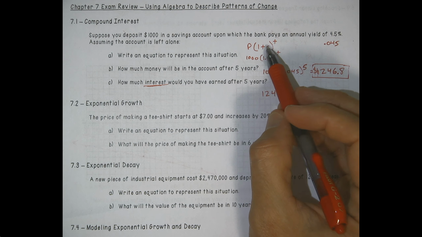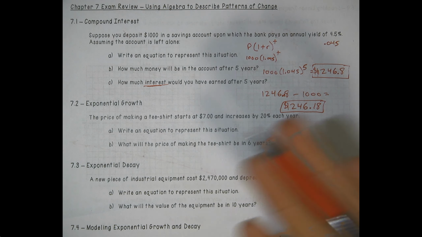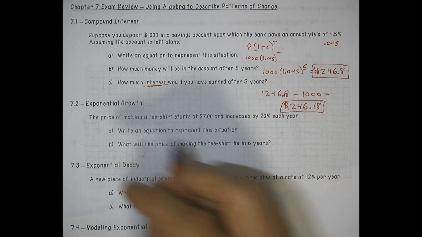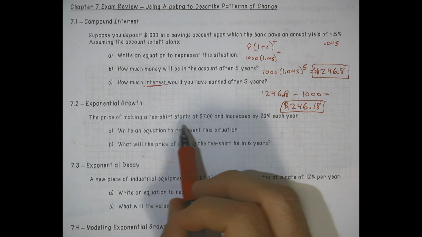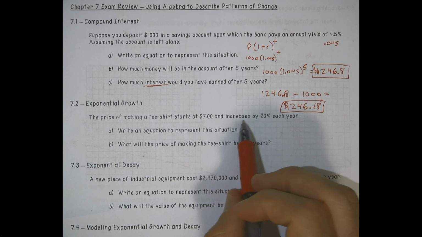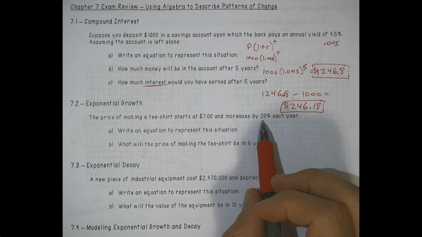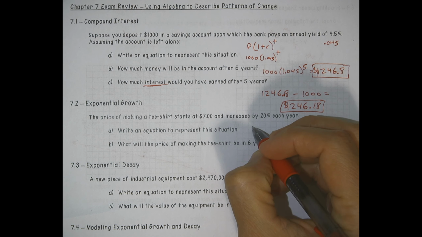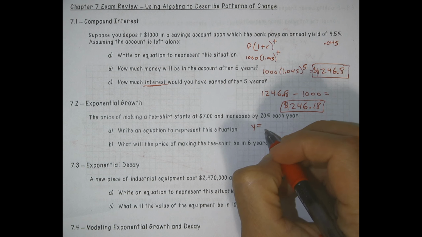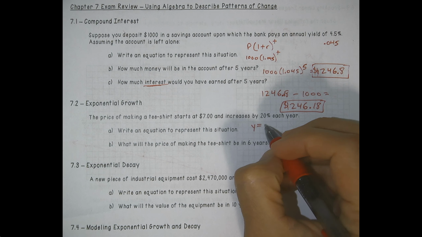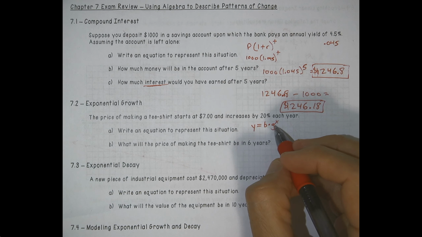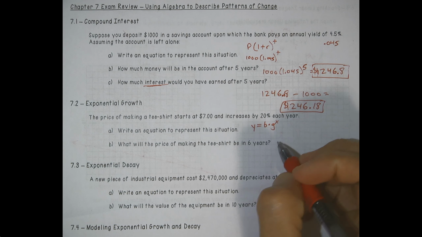And so this formula holds true for all of our exponential problems. It's either 1 plus if it's exponential growth, or 1 minus if it's exponential decay. It's going to be less than 100% because you start with 100% and it goes down. So starting with exponential growth, the price of making a t-shirt starts at $7 and increases by 20%. So write an equation to represent the situation. So the equation here with our variables is y equals b times g to the x. B is what you begin with, g is your growth factor, and it's raised to your time.